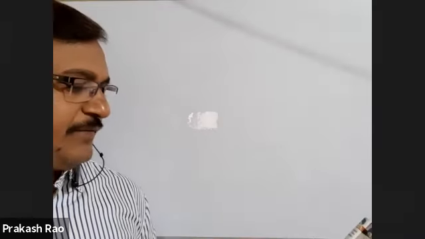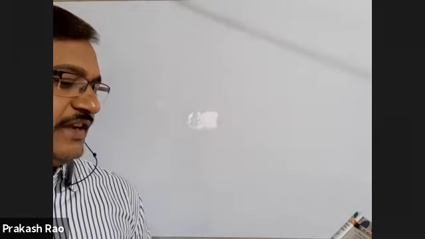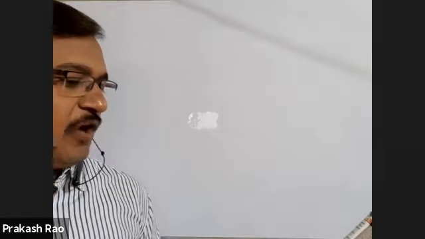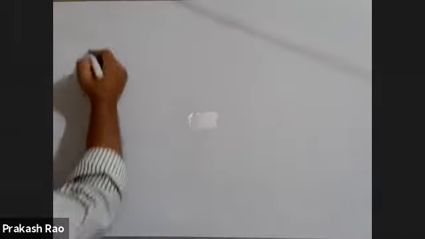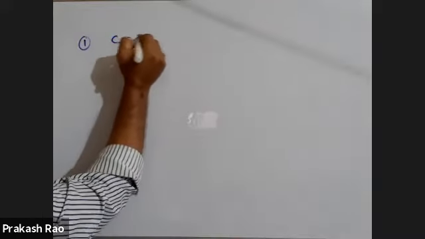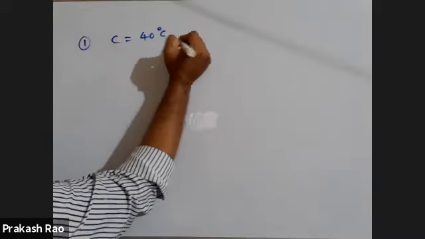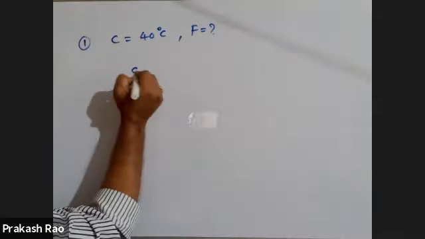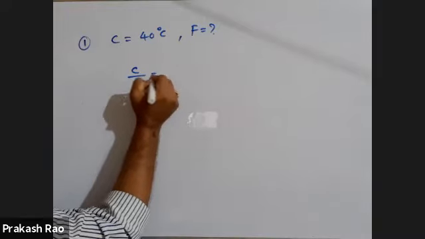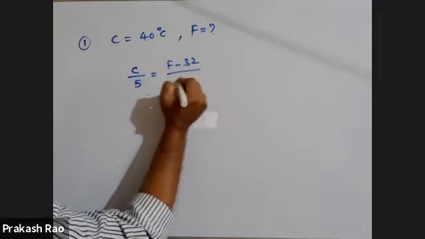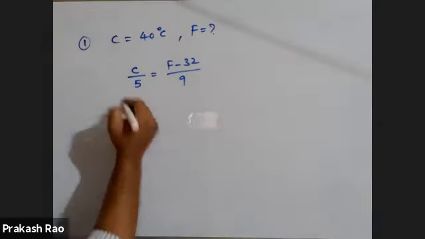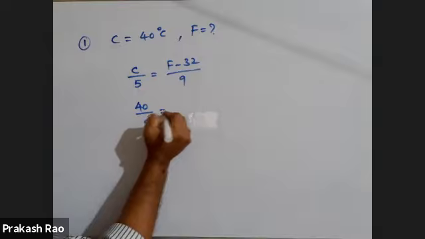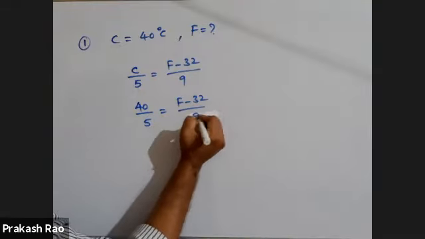Okay, my dear students, in page number 17, first question. If the temperature of a patient is 40 degrees centigrade, his temperature on the Fahrenheit scale will be. To us, the temperature in degree centigrade is given. T is given as 40 degrees centigrade. What is F? This is the question. You know the relation between C and F? C by 5 is equal to F minus 32 by 9. This is the relation. So 40 by 5 is equal to F minus 32 by 9.